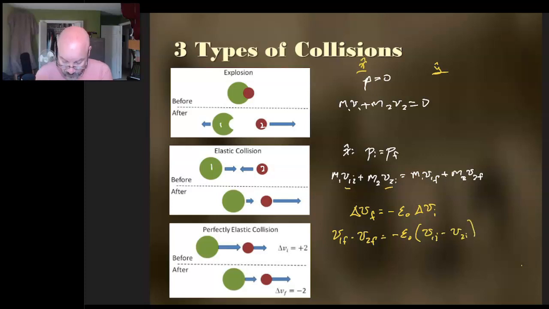As long as we are consistent, it doesn't really matter which way you do it. You could do V2F minus V1F equals minus epsilon naught times V2I minus V1I. That's just a minus sign in our whole equation. Just be consistent and it's fine. But what I want to point out now is between my two equations, the one on the top, maybe I know everything that's happening initially. Now look at this.